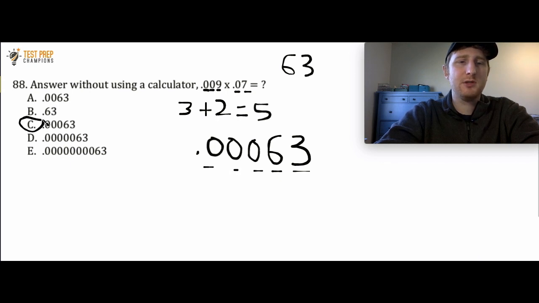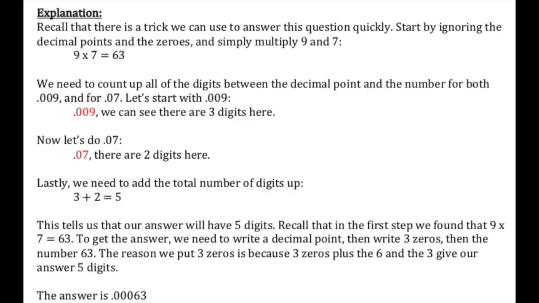I know I went over this a little bit quickly, so here's a written solution. I typed this out for you to help you understand this. You can pause the video, take all the time you need to study the solution, and when you're ready, we'll go on to the next question.